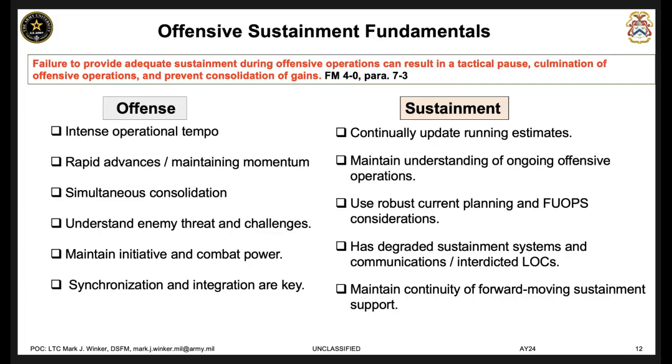Offensive operations demand an intense pace, requiring sustainment planners to continually adapt and forecast operational needs to overcome battlefield friction points. Maintaining offensive momentum is critical to prevent enemy recovery and counterattacks, with sustainment planners needing to be poised for rapid transitions, such as evolving a movement to contact into an extended pursuit.